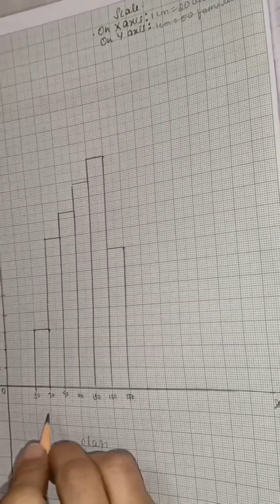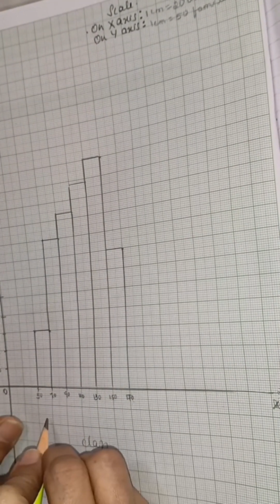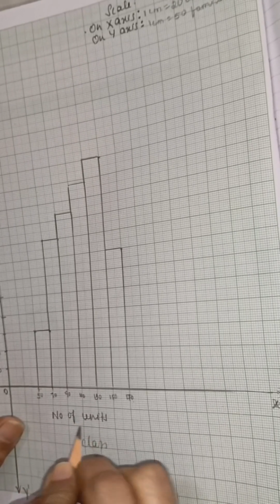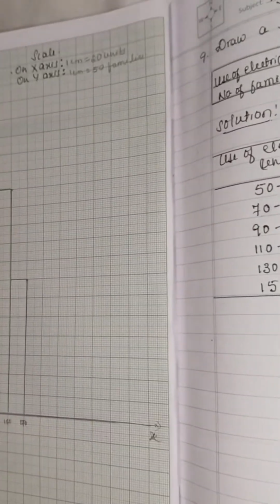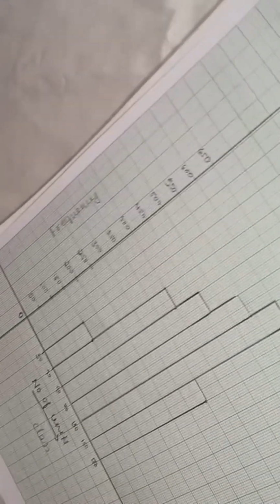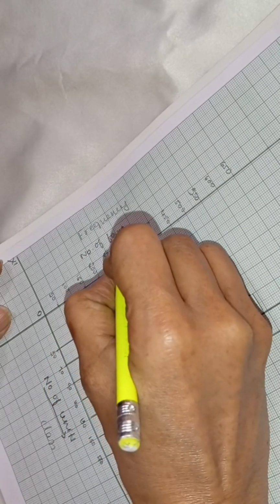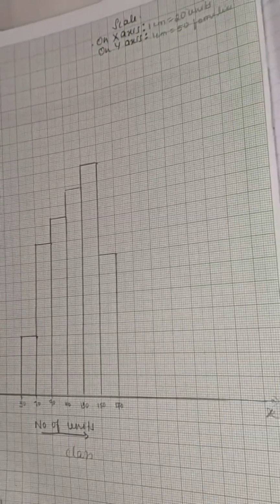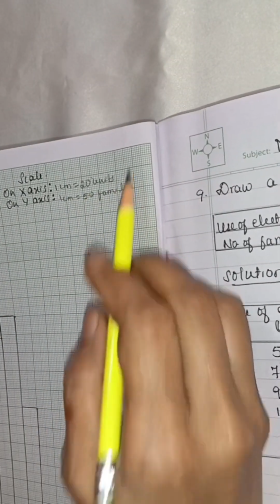But I forgot to write here: the class is use of electricity, that is in units. These are number of units. On the y-axis, the frequency, it is number of families. Only that much you have to do. Don't forget to write the scale. Scale you must write.